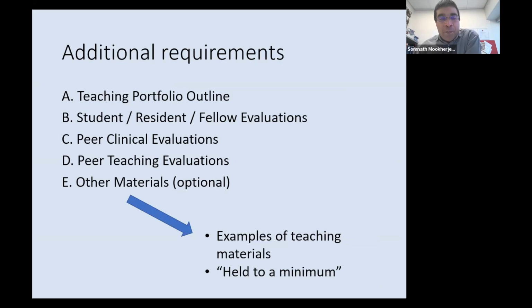And I mentioned these parts of the teaching portfolio. A is everything I've talked about. And then in the appendix goes B, C, and D. And then the E is other materials that can include handouts that you've made that are beautiful, maybe PowerPoint slides that are really well made. So again, ways to showcase your prowess and experience and quality as a teacher.